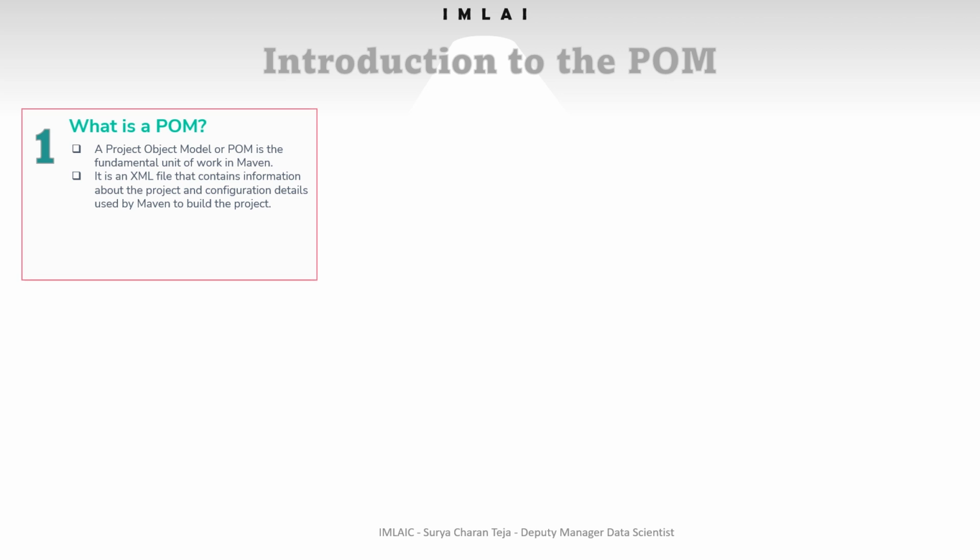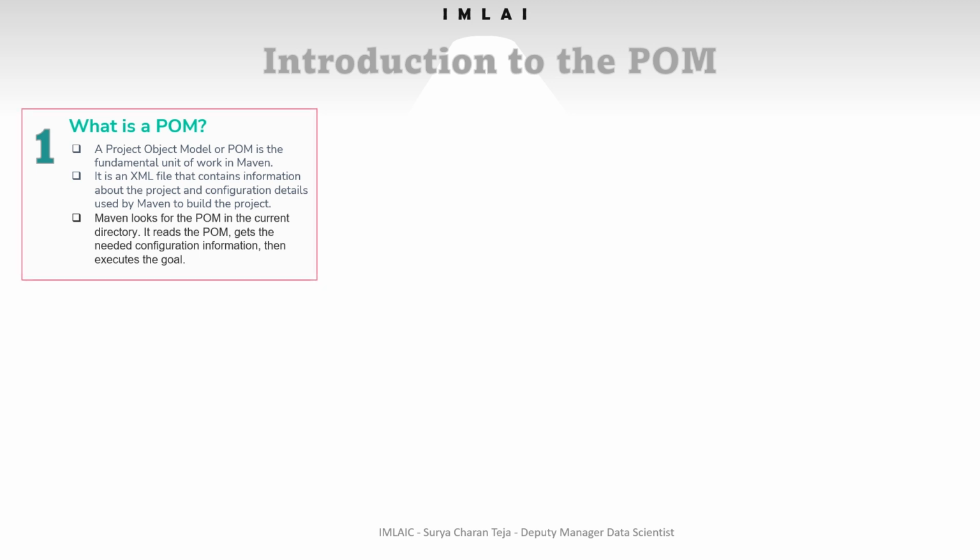Examples of this are the build directory, which is target, the source directory, which is src/main/java, and the test directory, which is src/test/java, and so on. When executing a task or goal, Maven looks for the POM in the current directory. It reads the POM, gets the needed configuration information, then executes the goal.